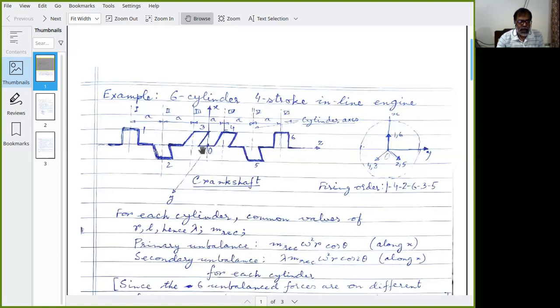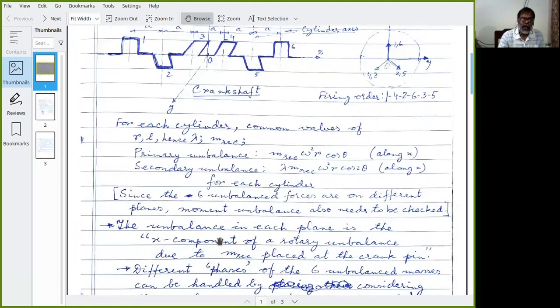So you see, the distance of the line of action of the unbalanced force for cylinder 1 will be 5 by 2 A. For the second one, it will be 3 by 2 A, these are negative. For the third one, it will be minus half A. And then the corresponding positive, half A, 3 by 2 A, 5 by 2 A for the remaining three. So at the time of moment unbalance estimate, we will use it.